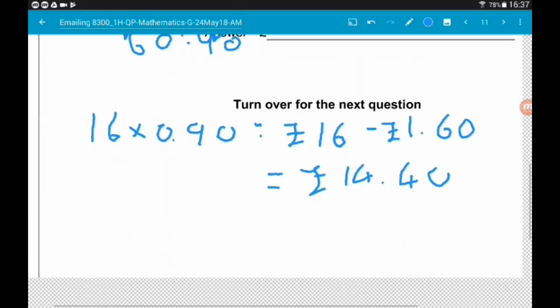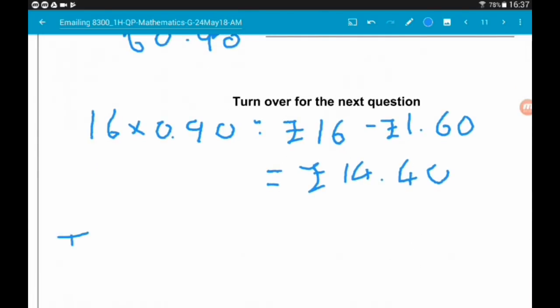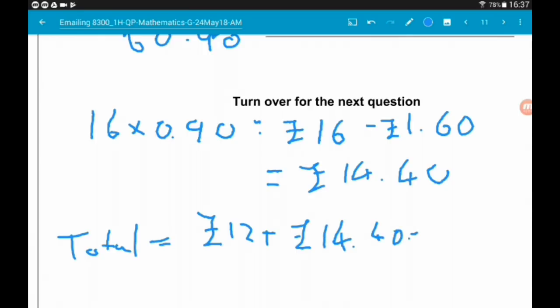So the total price is the £12 for the 20 lines and 14.40, which gives us £26 40p.